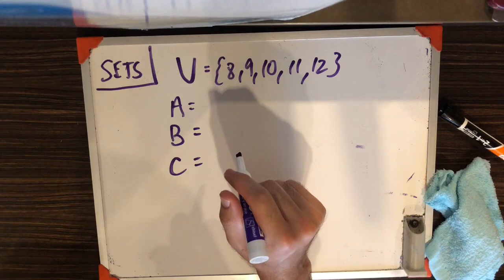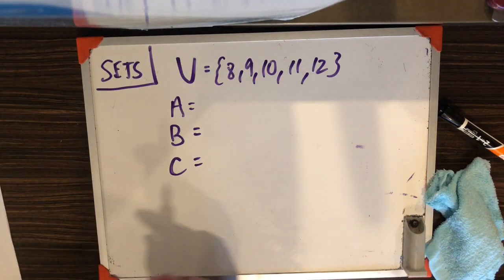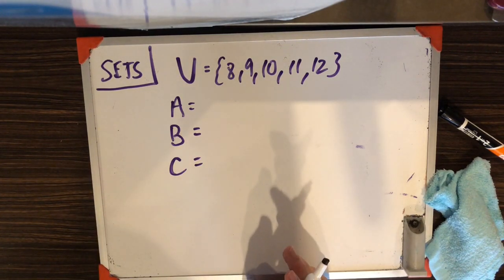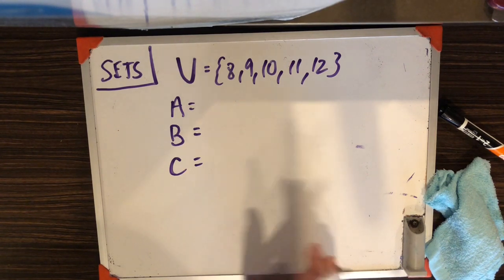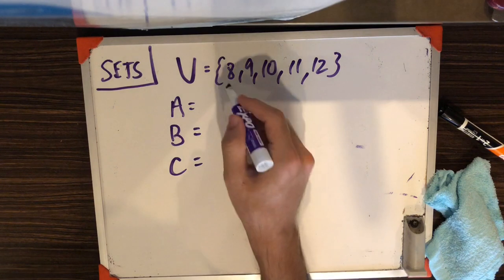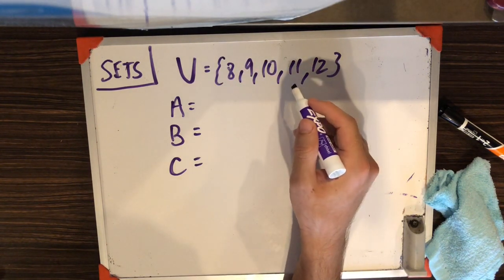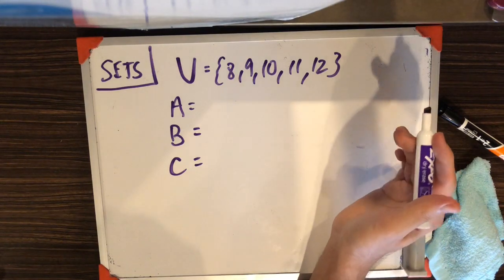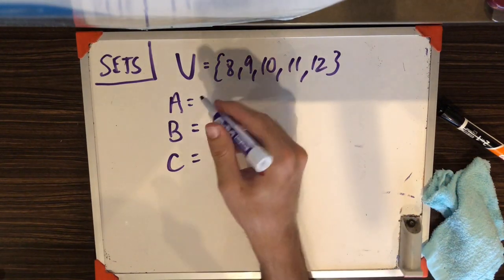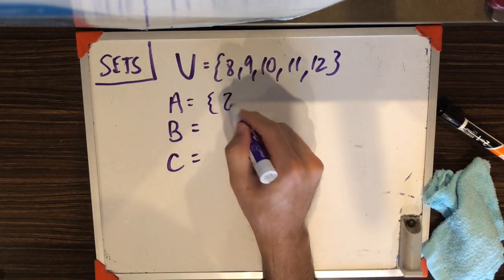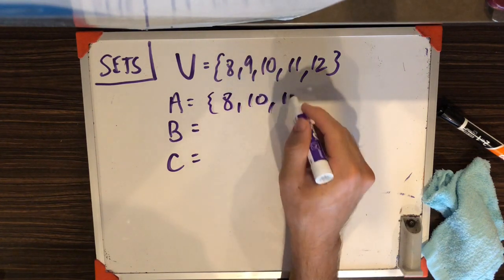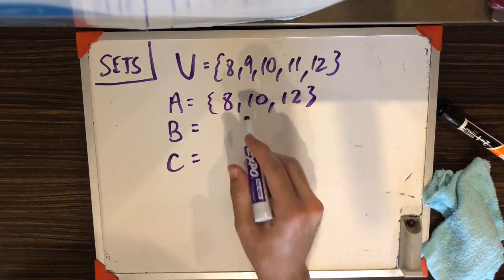Now for A, it says 2n is such that n is an element of an integer, okay? Well, again, integers are positive or negative, but again, I have all positive numbers here. It also says 2n, so any number I pick has to be a multiple of 2, right? The only possibility for that would be 8, 10, and 12, right? So this would suffice for A.